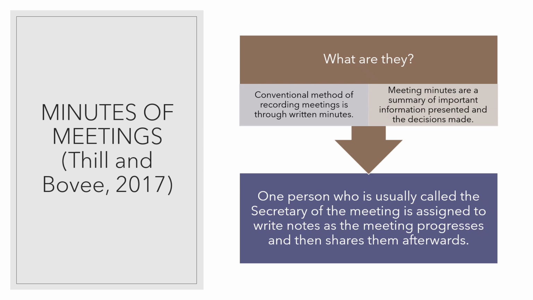And one person, usually called the secretary of the meeting, is assigned to write notes as the meeting progresses and then shares them afterwards. So they need to write notes. The secretary has to write notes and then shares the minutes afterwards with the other members and the chairperson of the meeting.